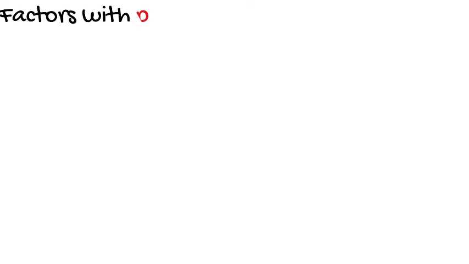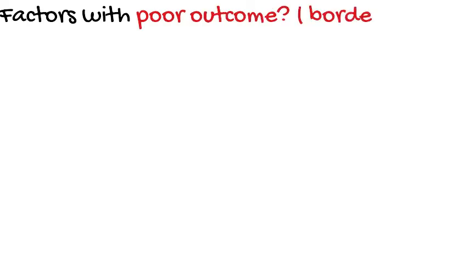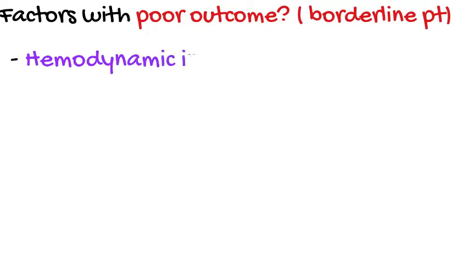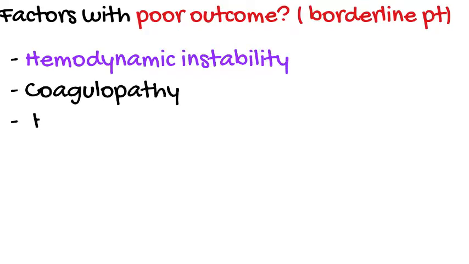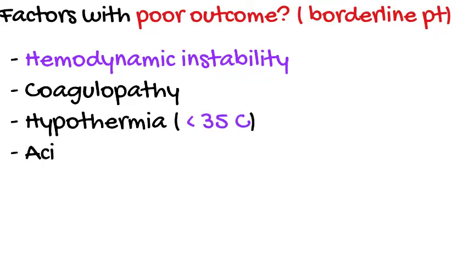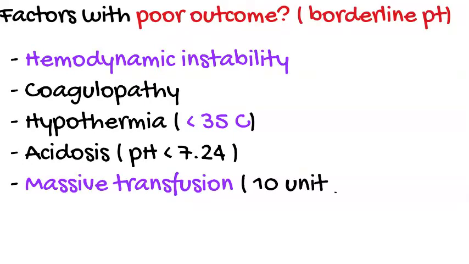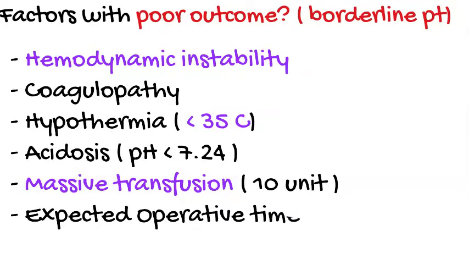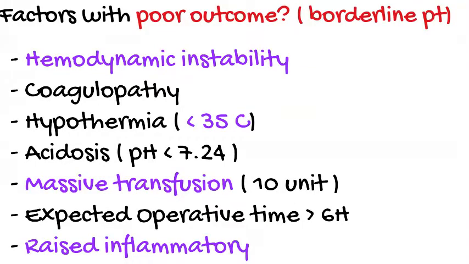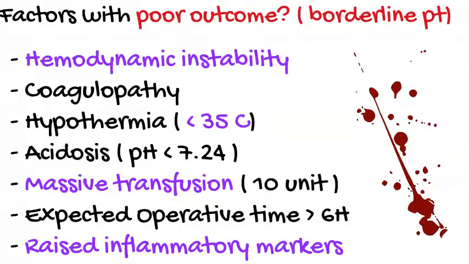Factors associated with poor outcome in a borderline patient include: the patient presenting with hemodynamic instability, coagulopathy present, hypothermia with temperature less than 35 degrees Celsius, acidosis where the pH is less than 7.24, presence of massive blood transfusion, more than 10 units of blood and blood products, an expected operative time of more than 6 hours, and the presence of raised inflammatory markers.